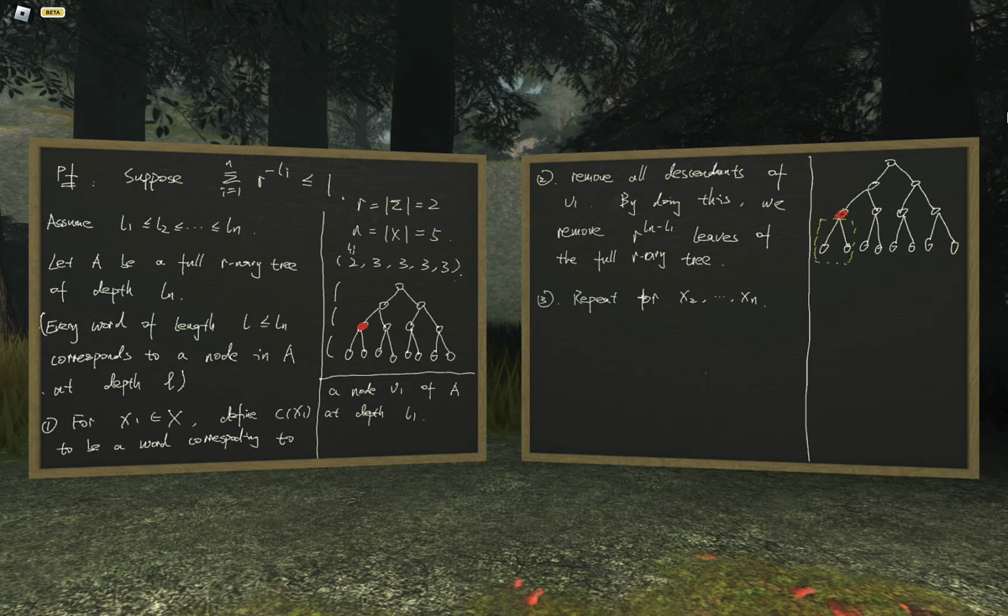xn. So there is a problem that we have to make sure that, because at each step we remove some descendants, which means we remove some leaves, and we have to make sure the number of leaves we remove is smaller than the leaves we have for this full r-ary tree. But this is given by our assumption. Note that we have this inequality.